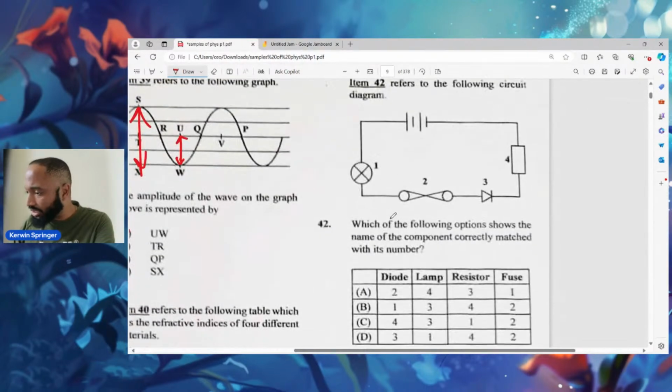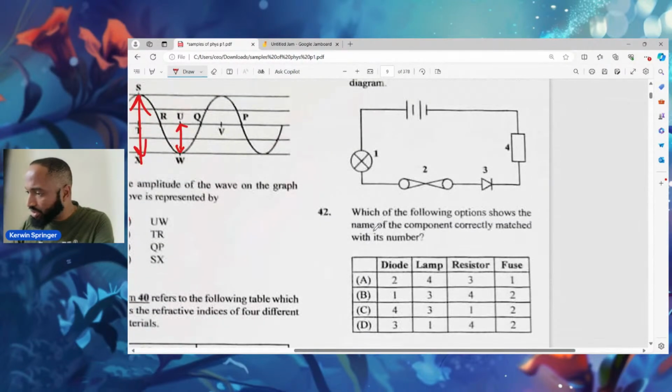All right, we have this circuit here. Which of the following options show the name of the components correctly matched with its number? All right. 2 is a fuse. So this one is out. 4 is a resistor. So this one is out. 3 is a diode. So this one, D. I'm finding D is the right answer here. And for physics exam, when in doubt, choose D.